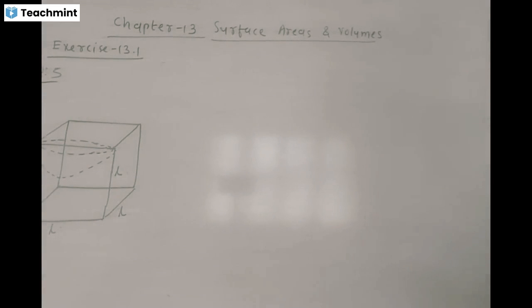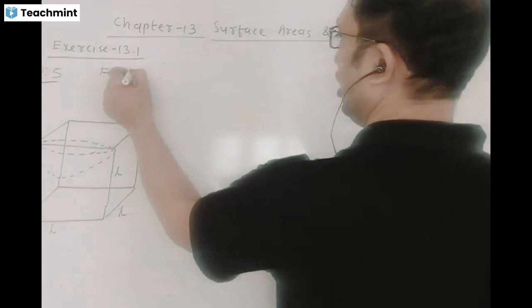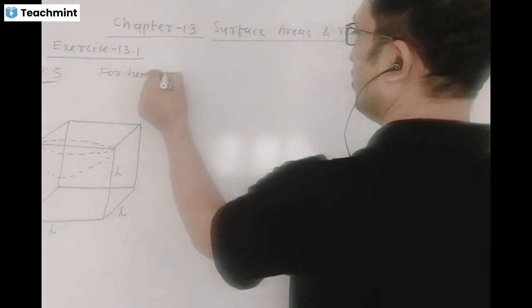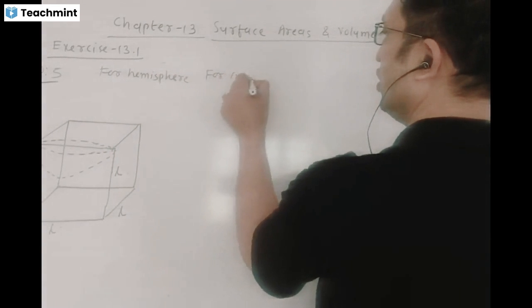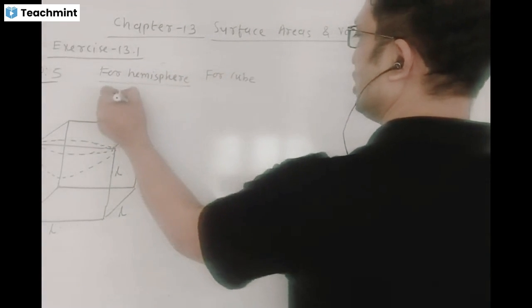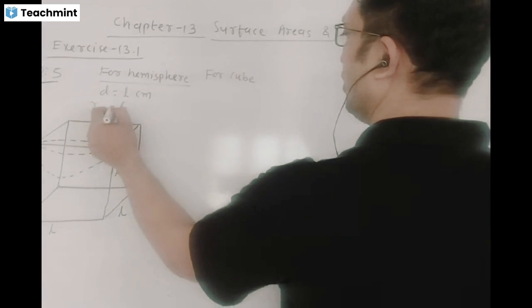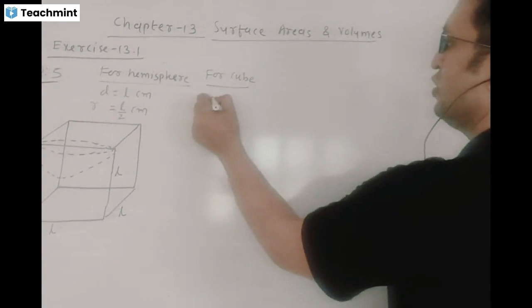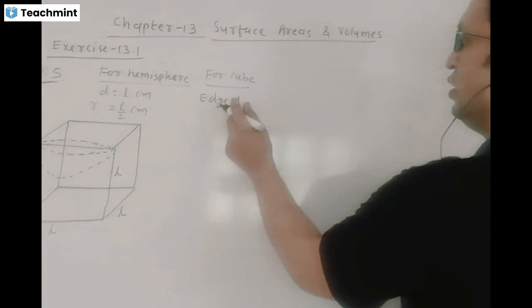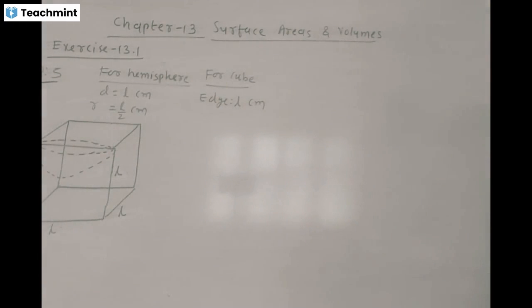Determine the surface area of the remaining solid. There are two shapes, one hemisphere and one cube. Diameter of the hemisphere is equal to L centimeter. Therefore, radius is equal to L by 2 centimeter. And the cubical edge is equal to side L, that is equal to L centimeter. Okay. Find the surface area of the remaining solid.